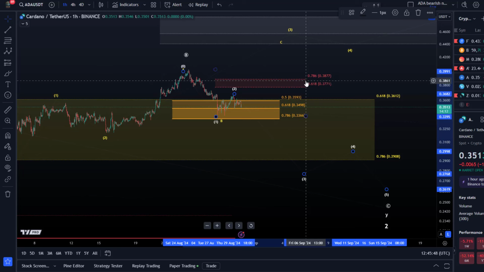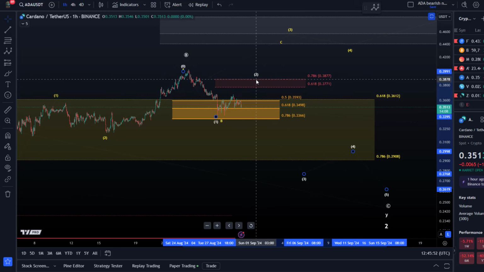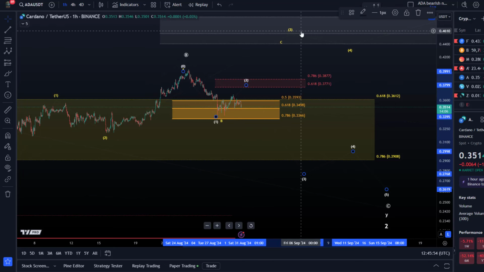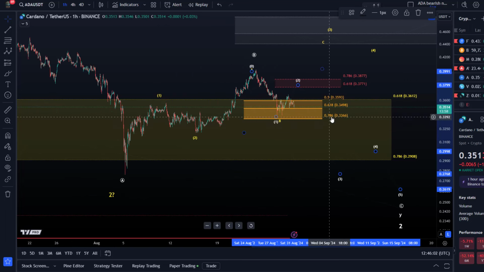So any break above 38.7 cents would put the yellow count back in control. But as long as we stay below 38.7 cents, the white count is highly likely, and it will become more likely with a break below 33.6 cents, which is the 78.6 retracement. It would be further confirmed with a break below the yellow wave 2 at around 32 cents, because that's the formal invalidation point for the yellow scenario.